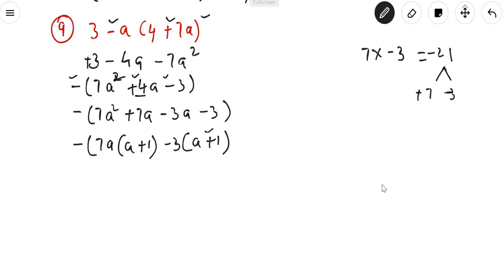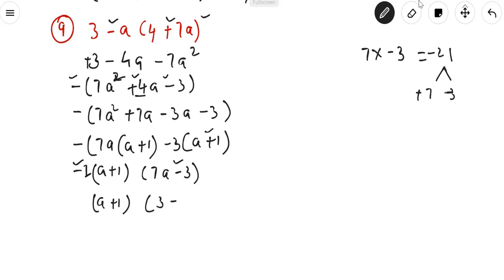So this becomes plus. So a plus 1 I am going to take outside. If I take a plus 1 common, what is left? 7a minus 3. If you want, you can stop here by writing 1 here, or one more step, you can write it as a plus 1. I will multiply this minus and this minus. Okay, so this becomes plus 3 and this becomes minus 7a.